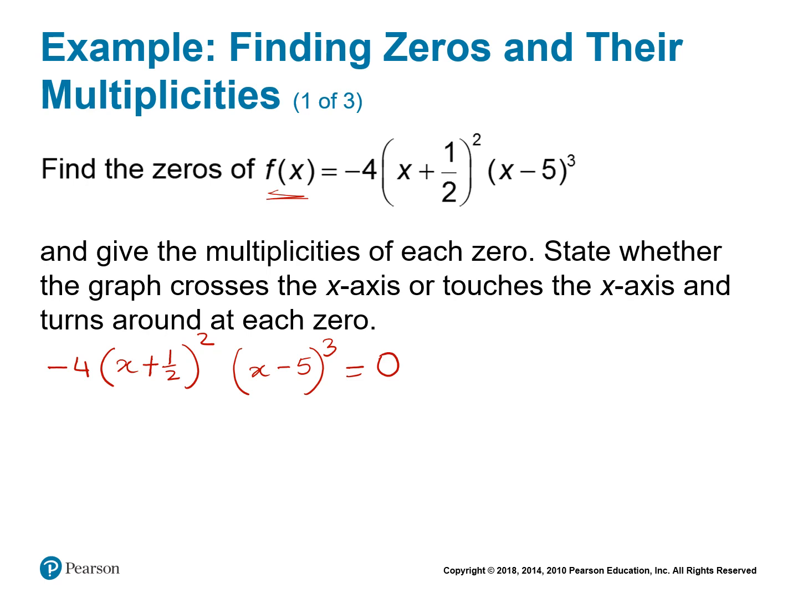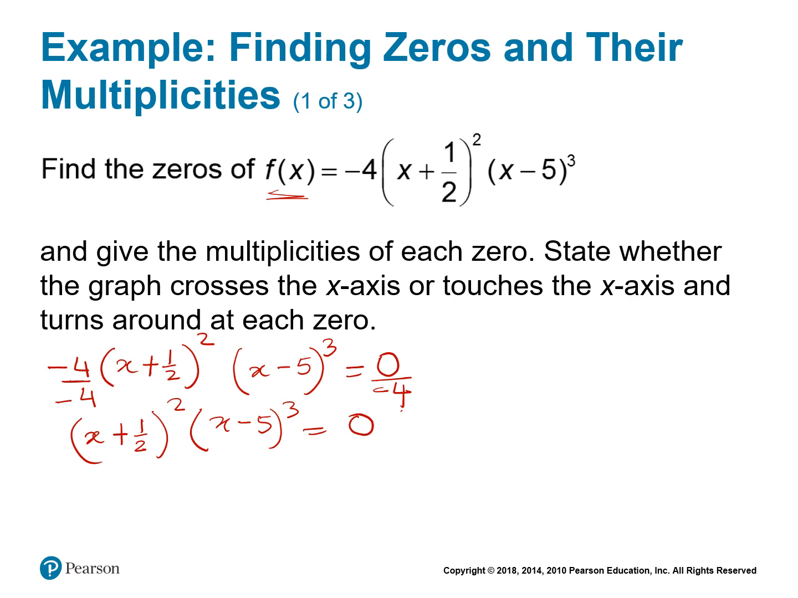Now, because the other side is a 0, the -4 doesn't matter. 0 divided by -4 is a 0, correct? Let's get rid of this step by step. So what are we left with? (x + 1/2) squared and (x - 5) cubed equal to 0. 0 divided by any value or variable is a 0, right?